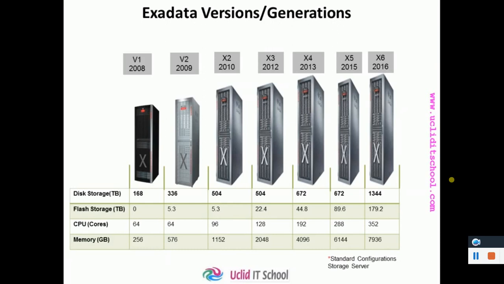And if you see, version 1, version 2, the nomenclature is V1 and V2. But from version 3, the nomenclature has changed to X. Okay, instead of V, Oracle started using X. So the third version is called X2. Fourth version is called X3. Fifth version X4. Sixth version X5. Seventh version X6.